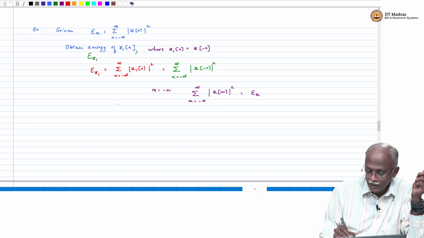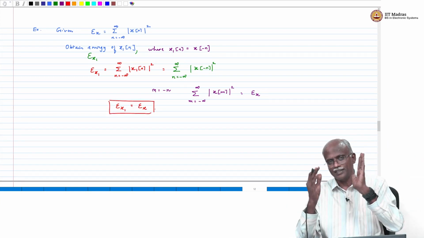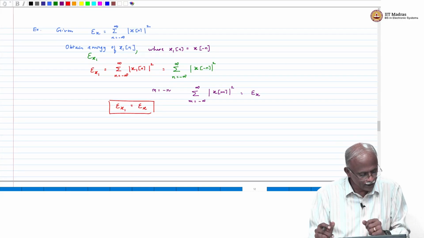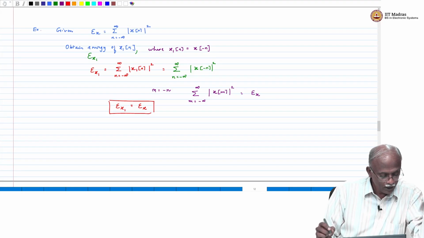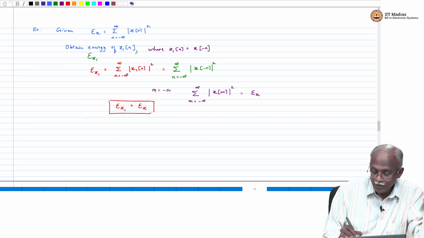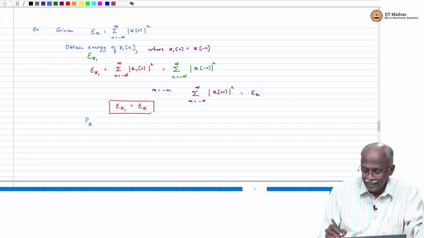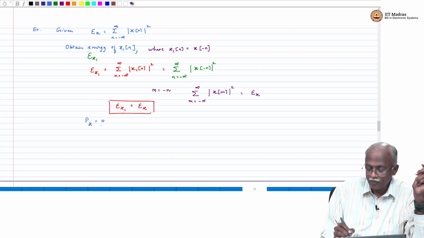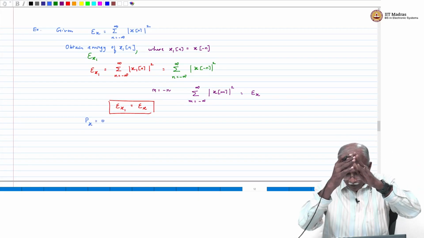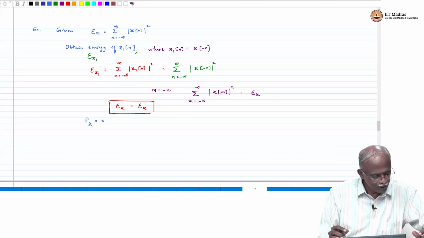So, in other words, Ex1 is the same as Ex. Of course, this is something that we knew, but you should just do the formality of writing it down in the following expression. Okay. Now, for this signal, what is P of x? If I ask you to calculate P of x, if the energy is finite, then P of x will be equal to 0. Right, that's any finite energy signal, any energy signal, the corresponding power expression will be 0.